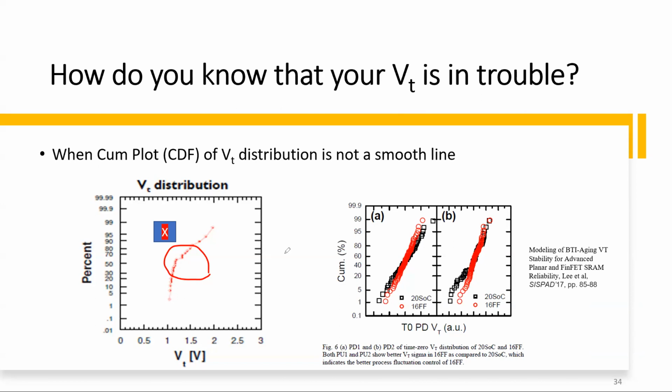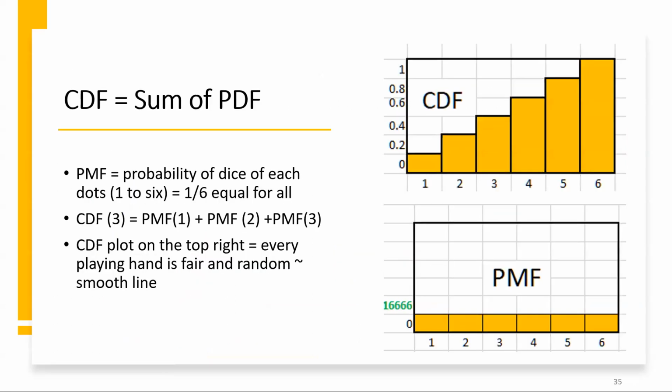And why is that? Why is this bend bad and this no bend good? Okay, let me explain that with a simple CDF concept. A CDF means cumulative distribution function. It's a sum of the PDF.